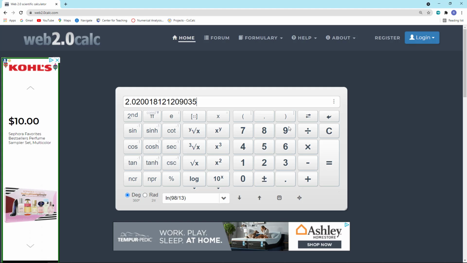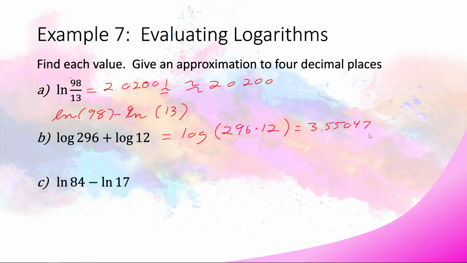And if doing so, I would have 296. First clear, log 296 times 12. That gives me 3.55047, which would round to 3.5505. And once again, since this is greater than 5, we will round this up to 3.5505.